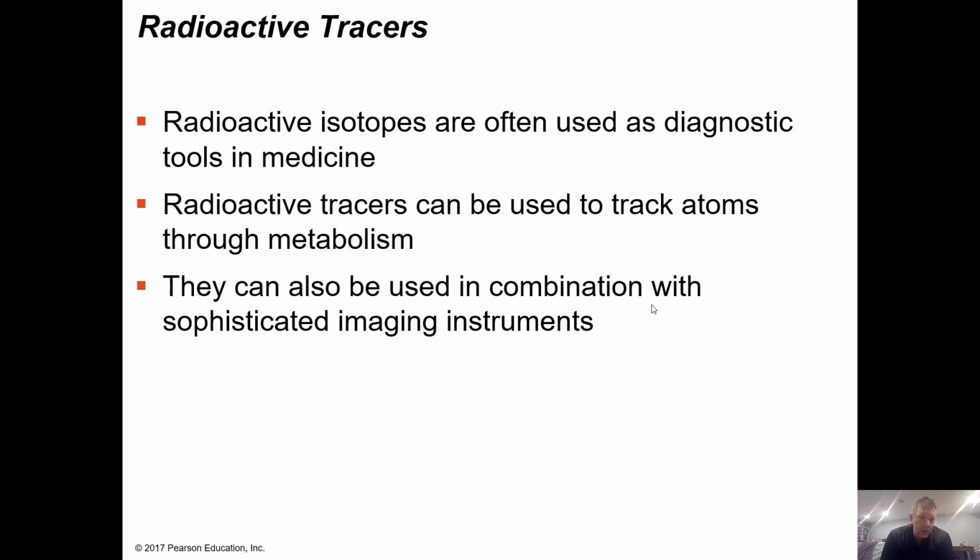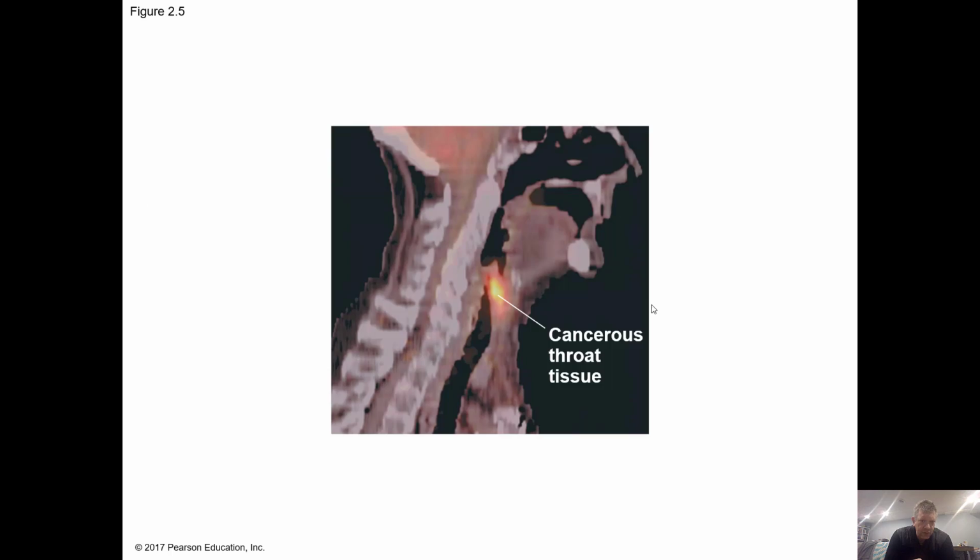For instance, tritium, which is hydrogen-3, glows in the dark. That has different uses. But they can also be used in medicine as tracers. You can ingest something, and then you can see it on imagery. So here, I think they would have probably used radioactive iodine to identify cancerous throat tissue in this individual on a PET scan.